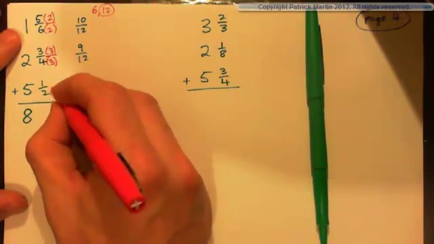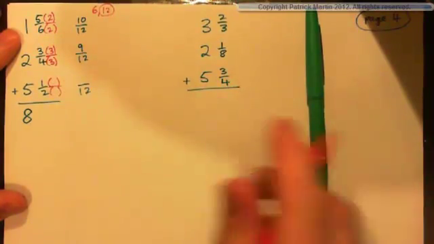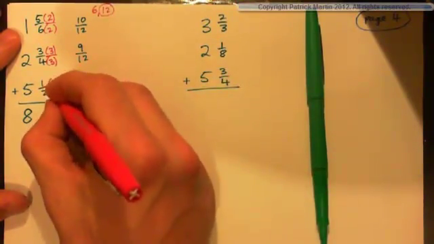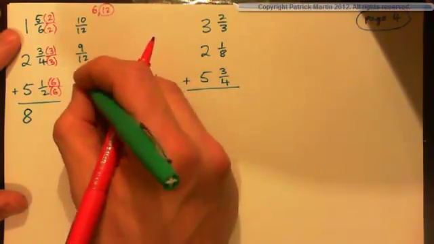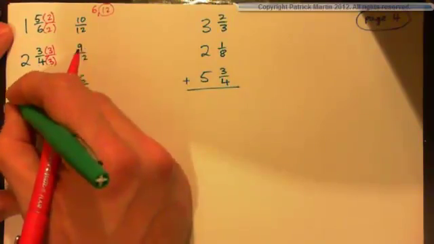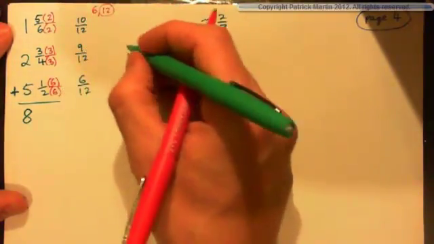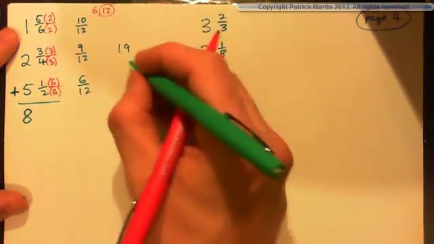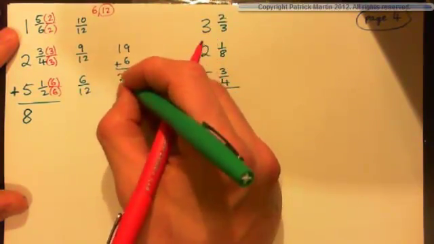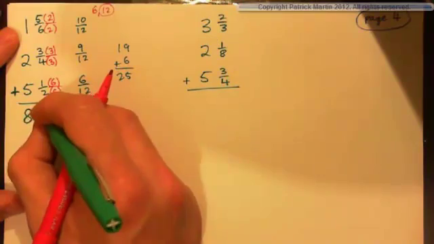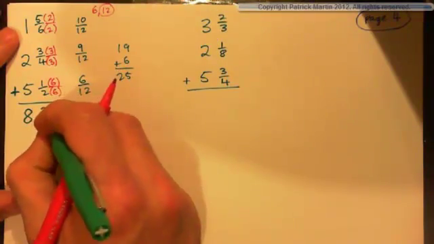And 2 times what gives 12, right? 2 times 6 is 12. 1 times 6 is 6. And I'm adding. So 10 and 9, that's 19. 19 and 6 is 25. So I've got 8 and 25 twelfths.